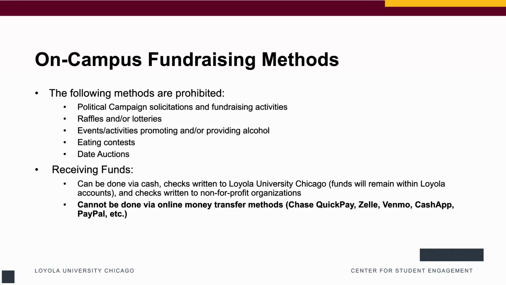In terms of receiving funds, that can be done via cash, checks written to Loyola University Chicago, and those funds will remain within the Loyola account, and checks written to the not-for-profit organization. Please, please, please know, receiving funds cannot be done via online money transfer methods. That is Chase Quick Pay, Zelle, Venmo, Cash App, or PayPal. So please do not receive funds for your fundraisers via, again, Quick Pay, Zelle, Venmo, Cash App, or PayPal.